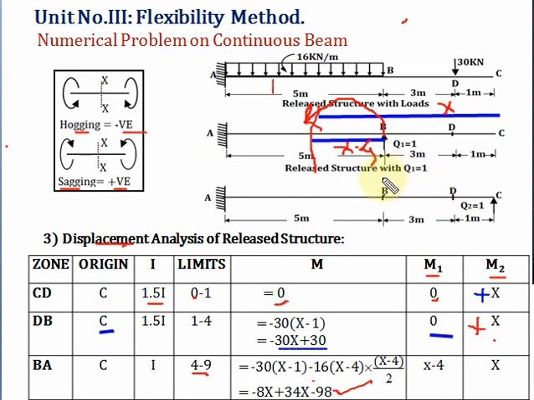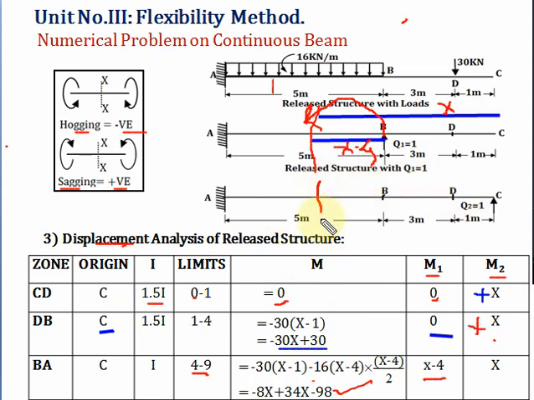What will be the bending moment? The bending moment will be the force, which is 1, and the distance, which is x minus 4. The nature is sagging. So the bending moment will be x minus 4, and as the nature of bending moment is sagging, it is positive.